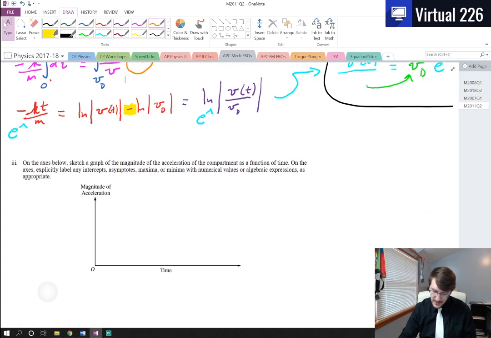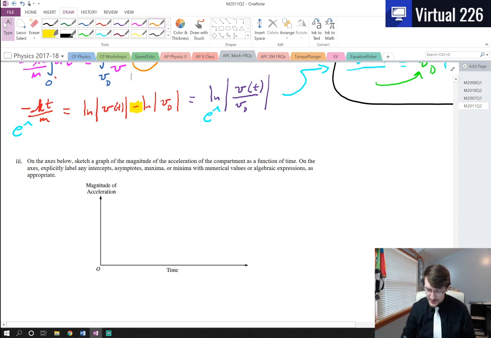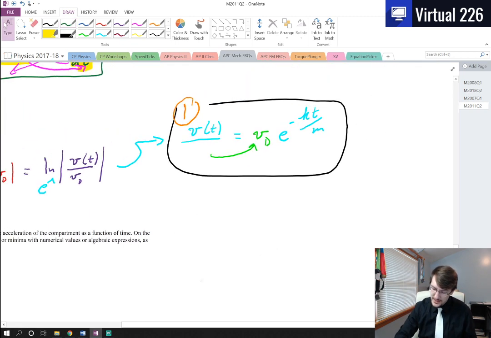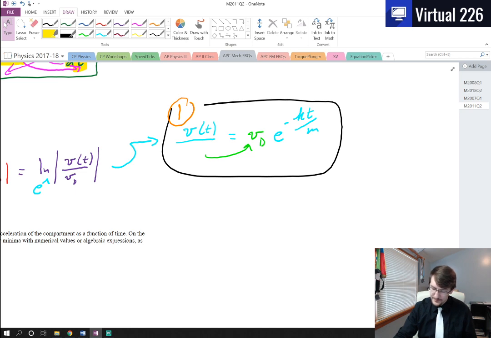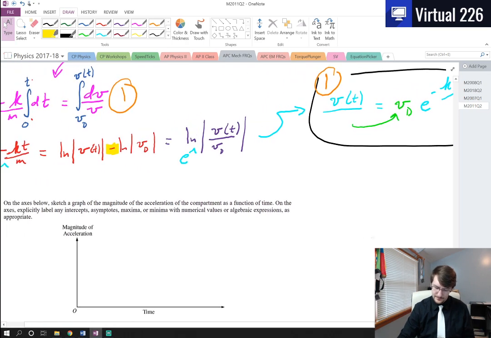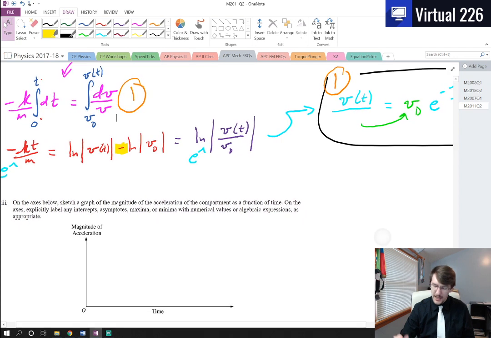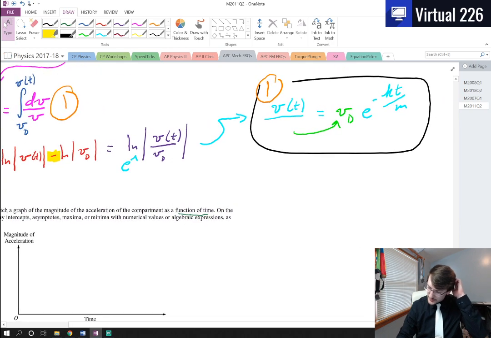For the last part though, we're asked to sketch a graph of the magnitude of the acceleration of the compartment as a function of time, explicitly labeling any intercepts there. So what we do know is our acceleration is going to be greatest at the very, very beginning. If we actually take a look at this, well, how do I want to think about this? Because we're looking at a function of time. Okay, so there's not really a great way to do this.